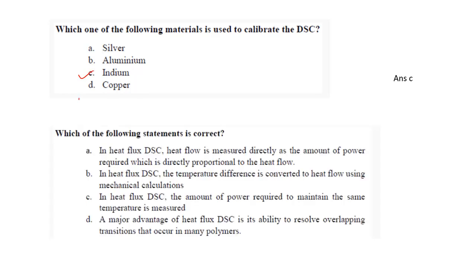Next: which of the following statements is correct? In heat flux DSC, heat flow is measured directly as the amount of power required, which is directly proportional to the heat flow. In heat flux DSC, the temperature difference is converted to heat flow using mechanical calculation. In heat flux DSC, the amount of power required to maintain the same temperature is measured. A major advantage of heat flux DSC is its ability to resolve overlapping transitions that occur in many polymers. Can anyone answer this question? Which one should be correct for the heat flux DSC?